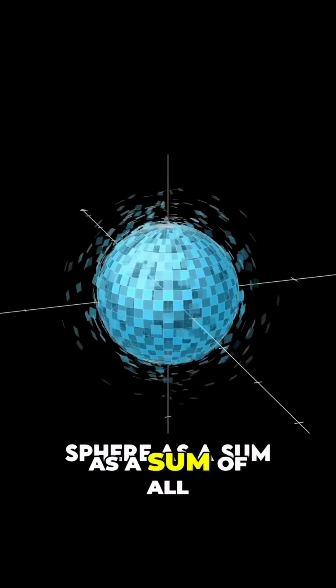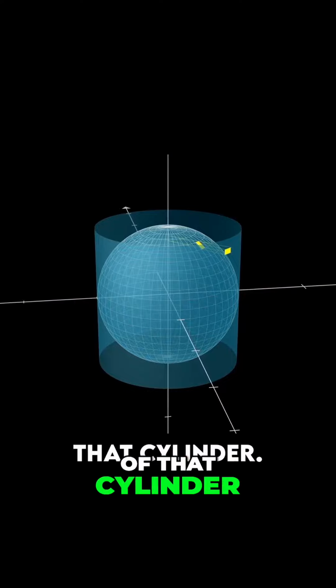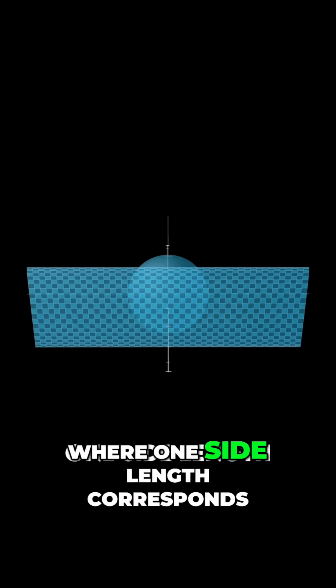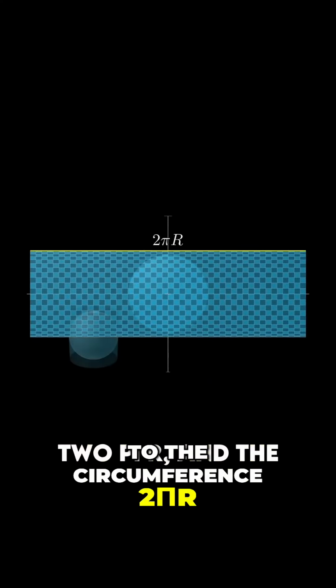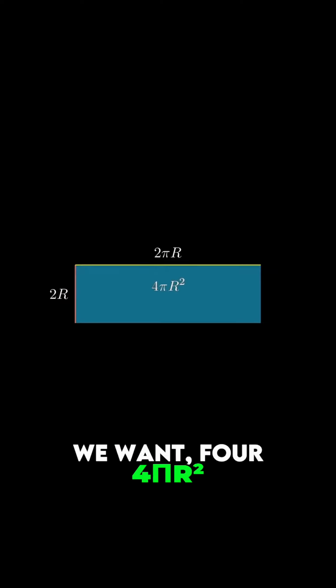Treating the sphere as a sum of all of these little patches, and the cylinder as a sum of all of those shadows, we can infer that the surface area of the sphere is the same as the area of that cylinder. Now, the cylinder is something you can unwrap into a rectangle, where one side length corresponds to the circumference, 2 pi r, and the other corresponds to the height of the sphere, 2 times its radius. This gives us the area we want, 4 pi r squared.